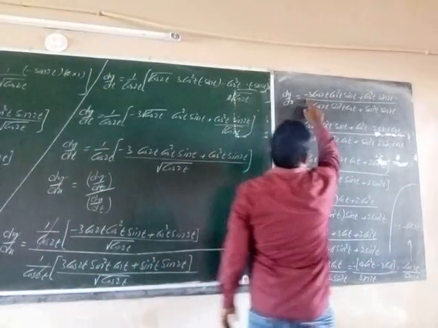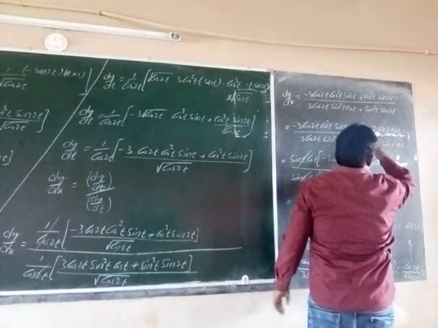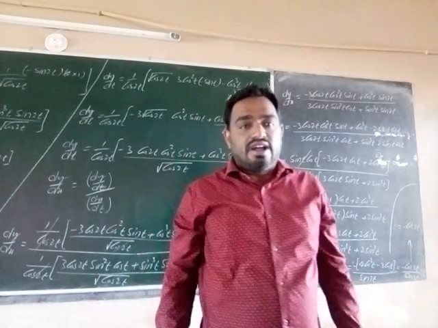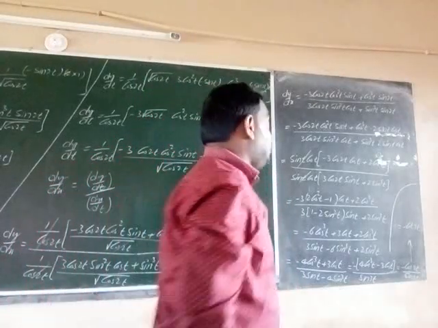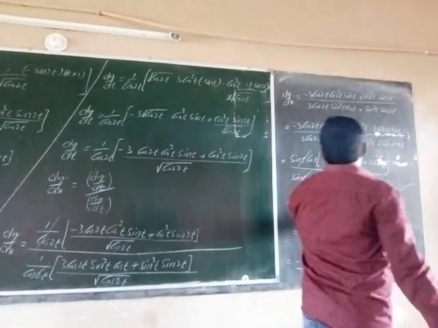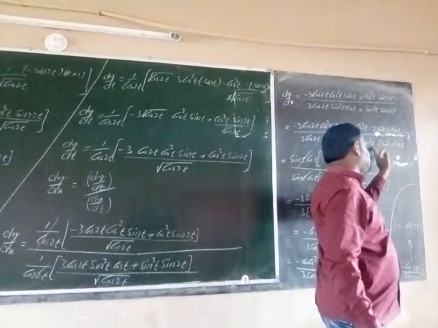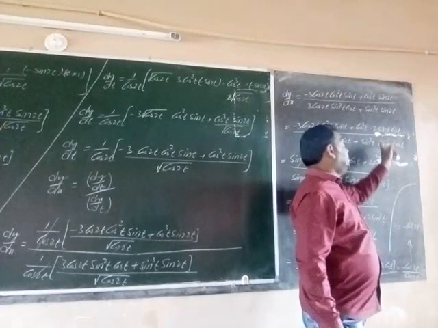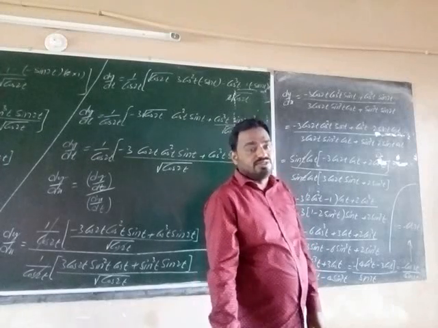Now next, minus 3 cos 2t cos square t sin t plus cos cube t sin 2t. The sin 2 theta formula is 2 sin theta cos theta. In case of theta here it is t, so 2 sin t cos t. Next, 3 cos 2t sin square t cos t as it is, plus sin 2t. Again sin 2t is equal to 2 sin t cos t, I substituted that here.